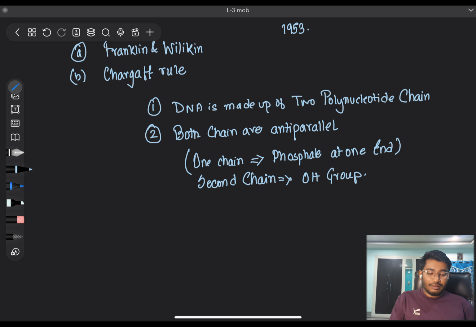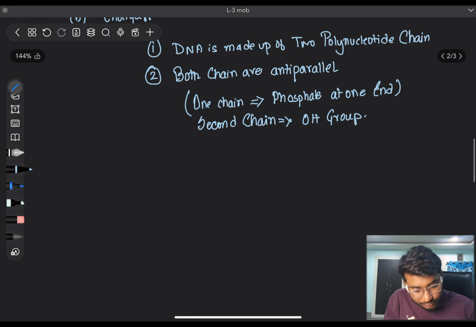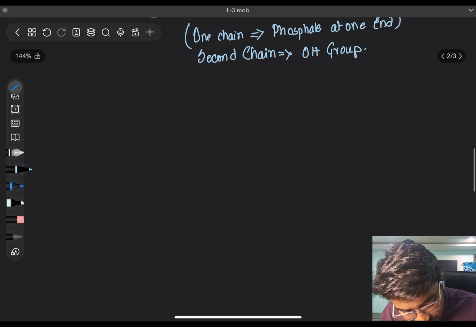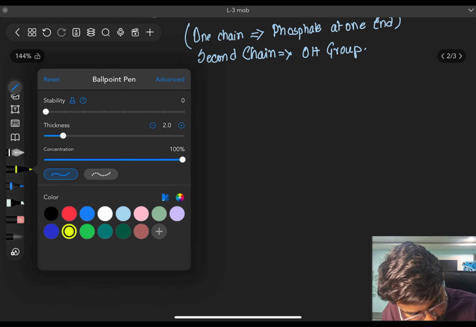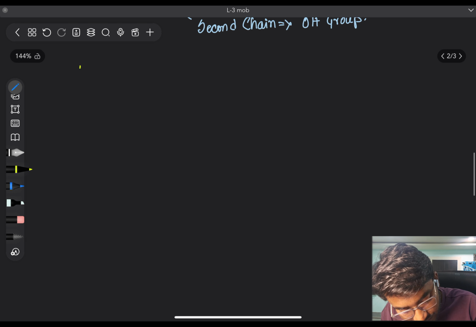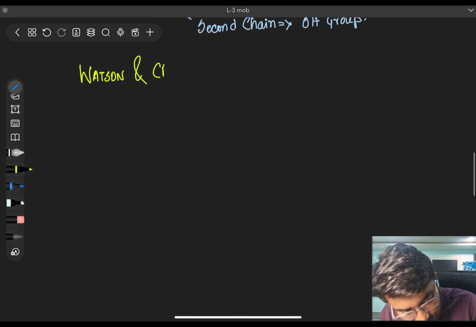Okay. Now come to the next part. Watson and Crick structure. This is the most important questionable part.